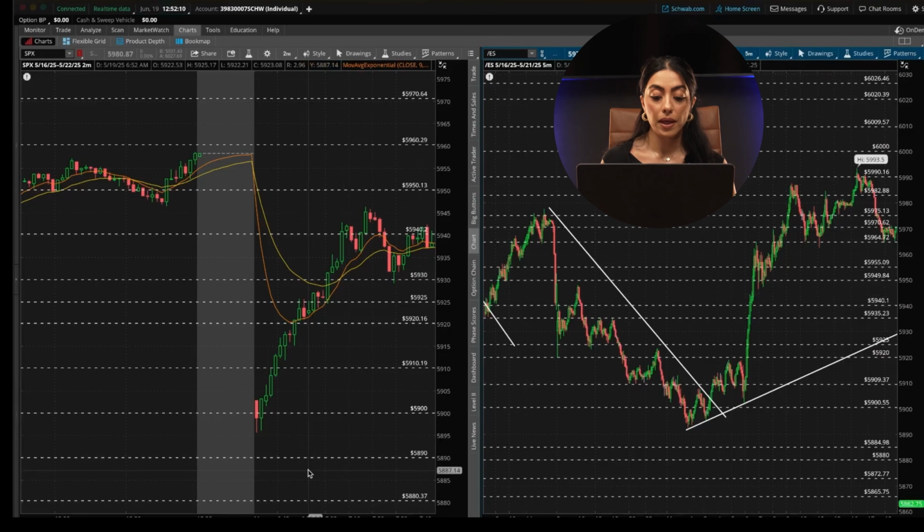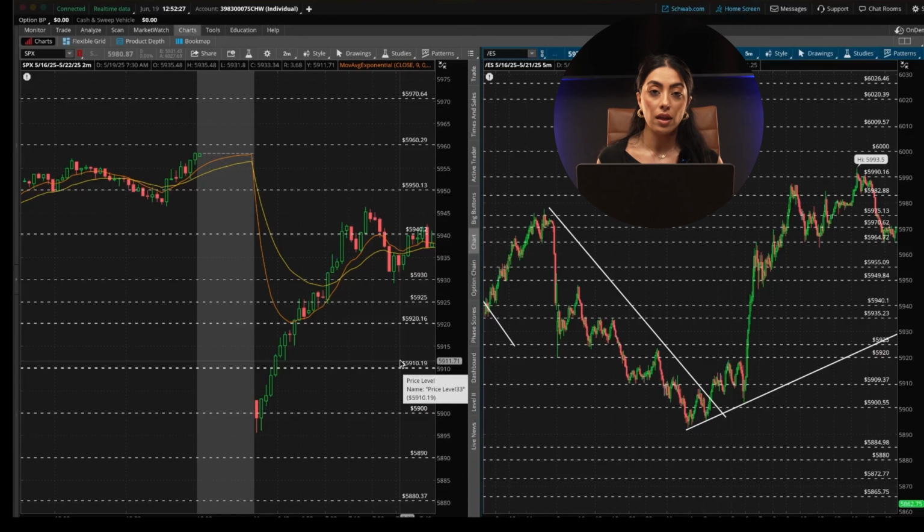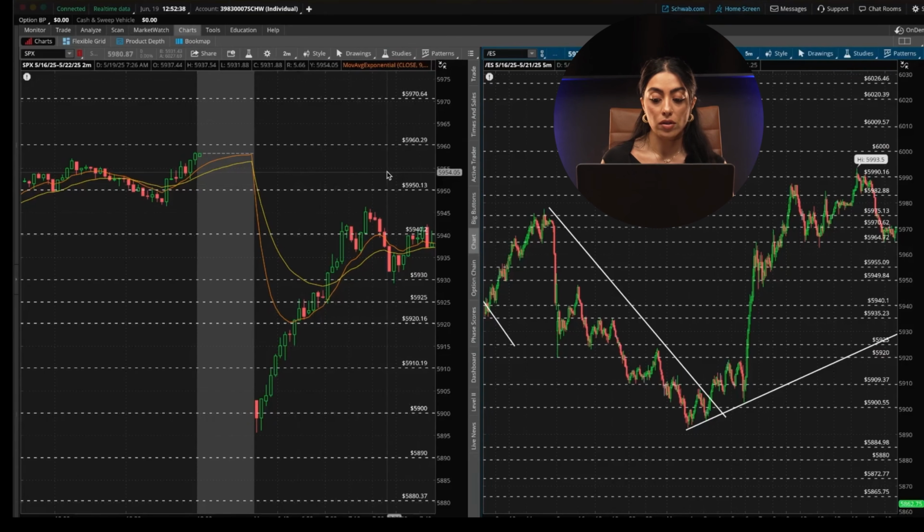Now my entry on this play was going to be above 59.10 because whenever SPX gaps down or gaps up, I always look for the next significant level of support or resistance for my entry. I don't enter exactly at the gap fill. I wait for it to break the next level of resistance, in this case the upside, for me to look for entry. That's a more significant level because it has touched multiple times instead of just the post gap level that it just created today. So I'm going to look for the break of 59.10 to the upside for calls on SPX.